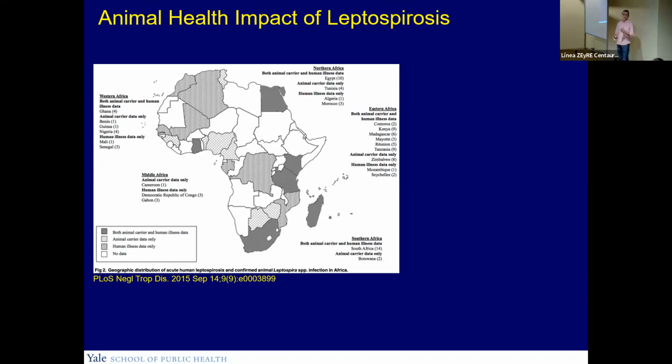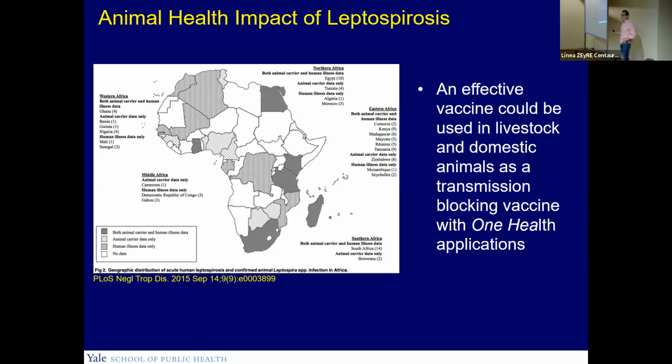What they saw, which is very common in leptospirosis, is that in two studies you saw presence in the animals, but also presence in humans. That's a very common situation for tropical diseases, and for leptospirosis as well. Of course, some countries only have studies in animals, or only in humans, but it's very common to have those two things happen at the same time. So we can imagine that an effective vaccine for leptospirosis would have a major impact on global health.